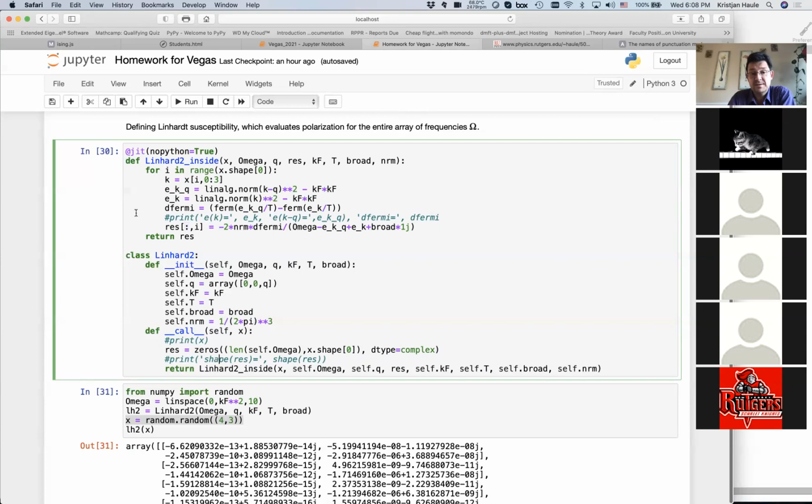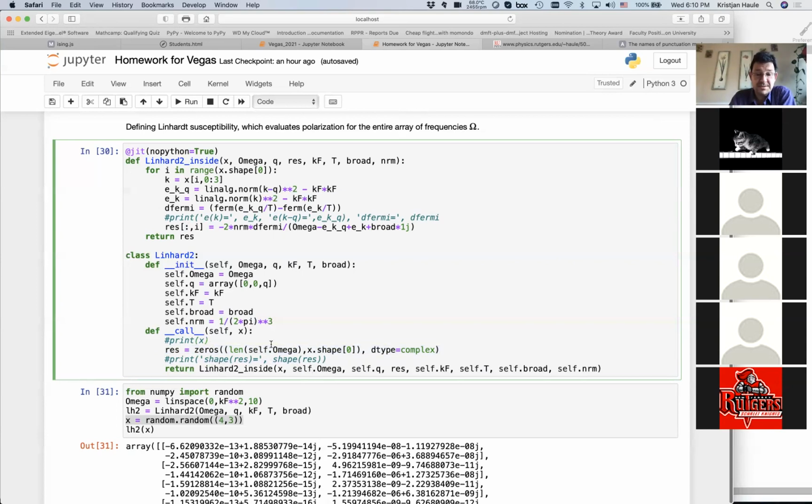So the modification of this class is relatively simple, or pretty straightforward. The only difference is that instead of returning a one-dimensional array in the batch size, we are returning a two-dimensional array, with the frequency times the batch size.